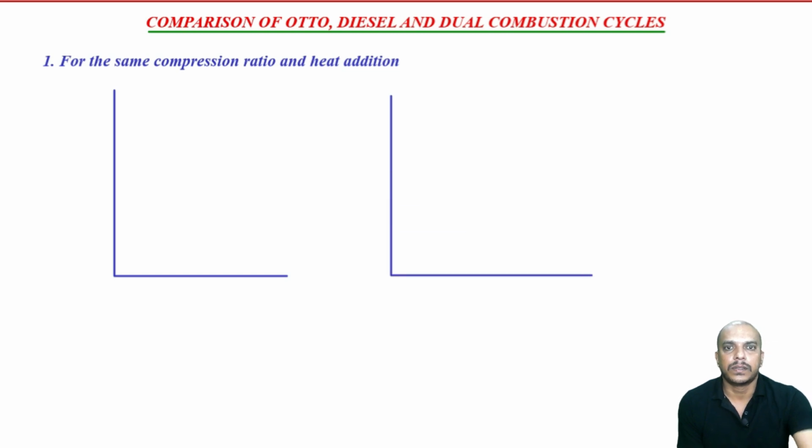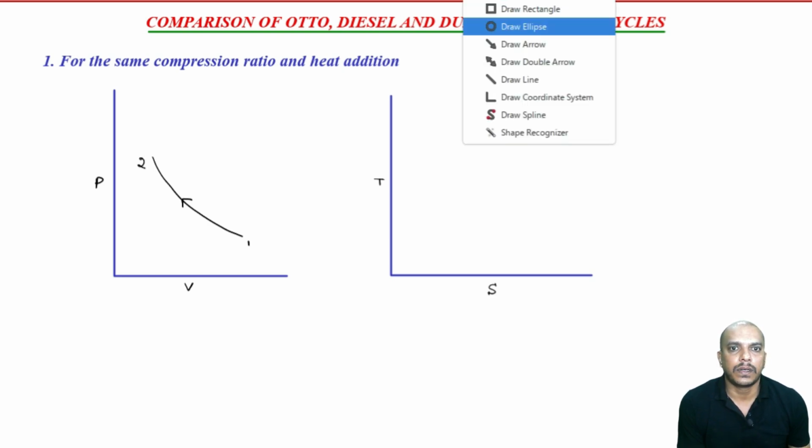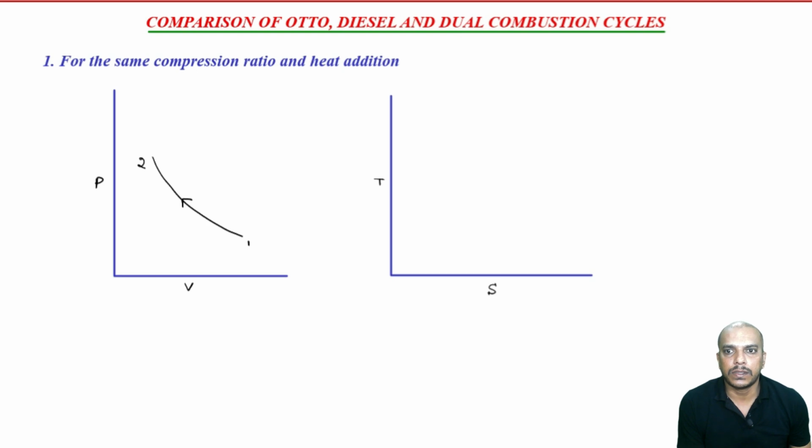Okay. So, pressure versus volume, temperature versus entropy. Let us start with an Otto cycle. Now, we know that Otto cycle starts with a reversible adiabatic compression, let us say it is 1 to 2. Then we have constant volume heat addition.